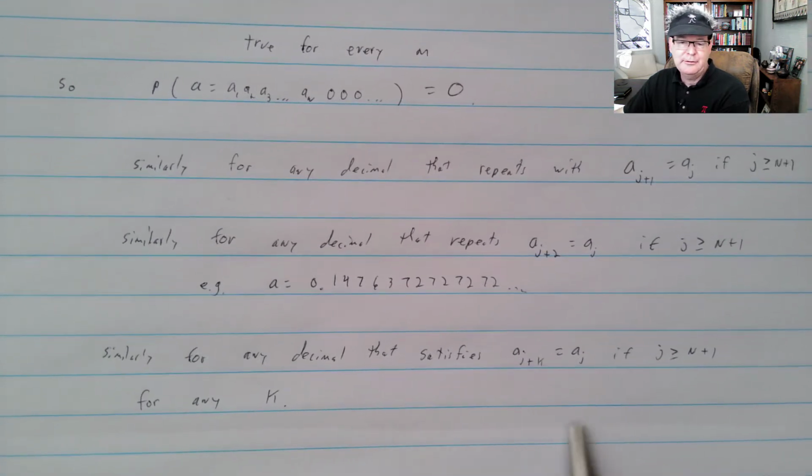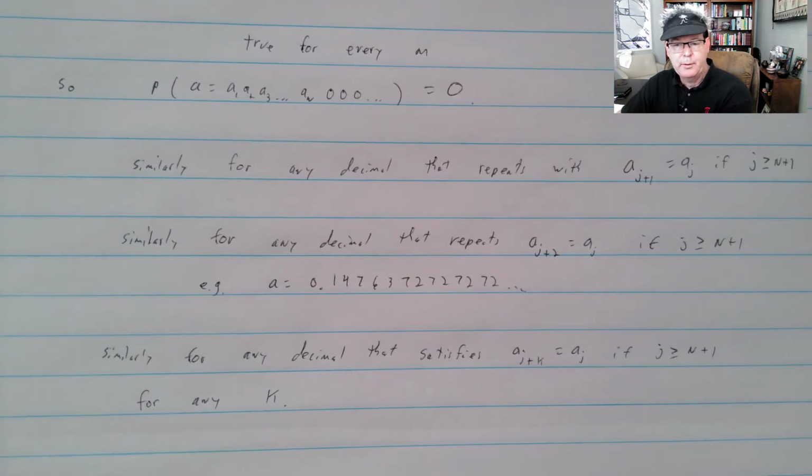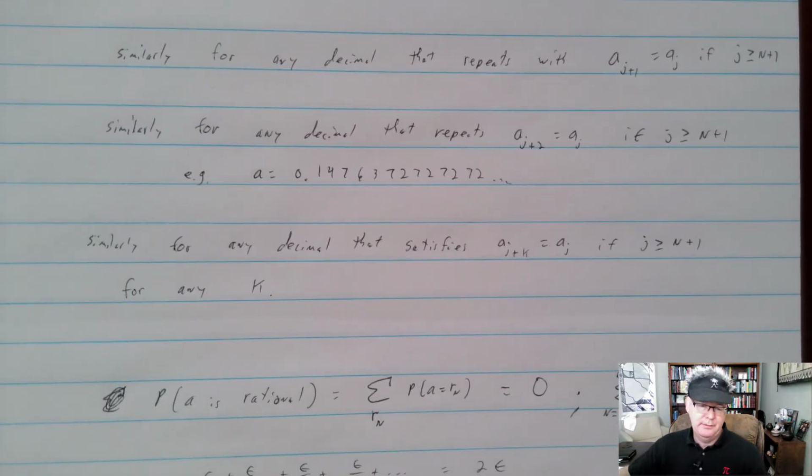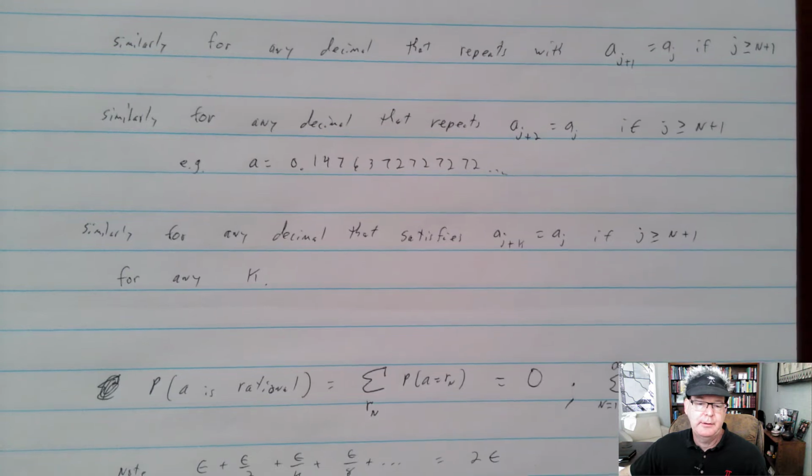So any repeating decimal will have probability 0. Well, every rational number either terminates or is repeating. Or we want to say, the probability you get a rational number is 0. So that's the way I'm looking at it.